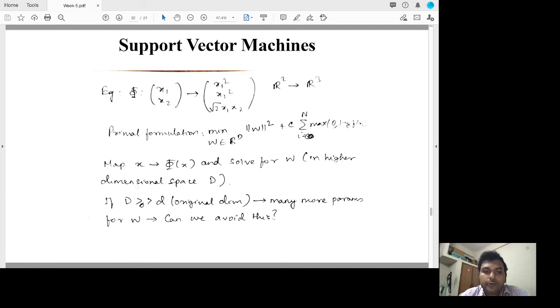So what you need to do is take all the training samples, give this particular transformation to all of them, and then solve for w. So w becomes a higher dimensional vector in this case, because now you are operating in a 3D plane, your w will also be 3-dimensional. Is this clear?